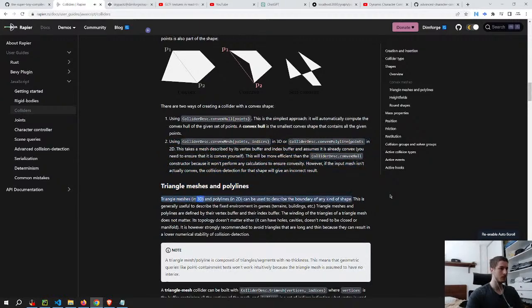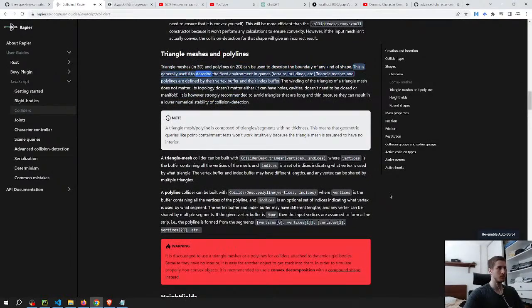Triangle meshes and polylines. Triangle meshes in 3D and polylines in 2D can be used to describe the boundary of any kind of shape. This is generally useful to describe the fixed environment in games: terrains, buildings, etc. Triangle meshes and polylines are defined by their vertex buffer and their index buffer. The winding of the triangles of the triangle mesh does not matter. Its topology doesn't matter either. It can have holes and cavities, and doesn't need to be closed or manifold.